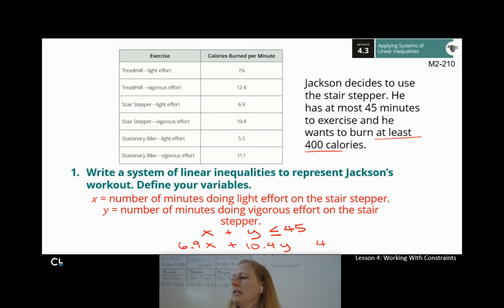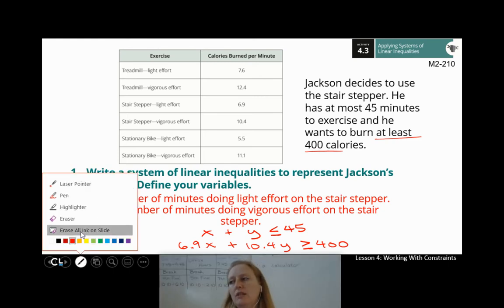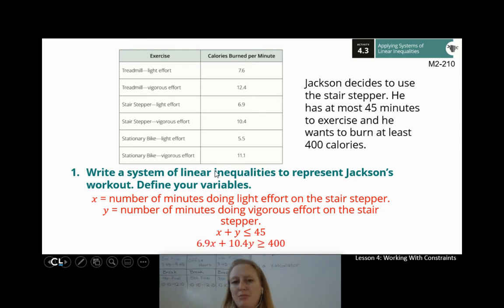And he wants to burn at least 400 calories. So it's okay if he burns exactly 400 calories. It's even okay if he burns more than 400 calories. He just doesn't want to burn less than that, right? So we're going to say that this has to be greater than or equal to 400. That's what we'll say. I'm going to erase this so you can see the pretty version. Look at it all typed in pretty.